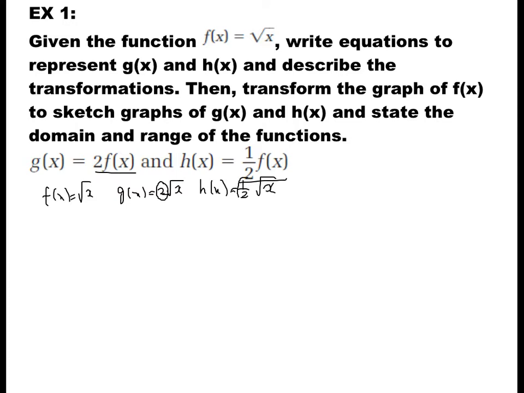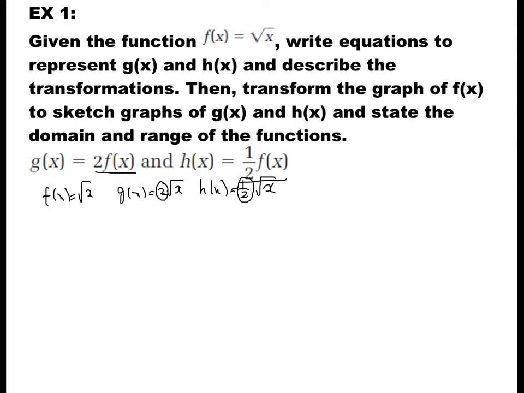For h of x, because a is 1 over 2 and it's between 0 and 1, we say that the graph of square root of x is compressed by a factor of half or 0.5 along the y-axis. Now we are going to sketch each graph.